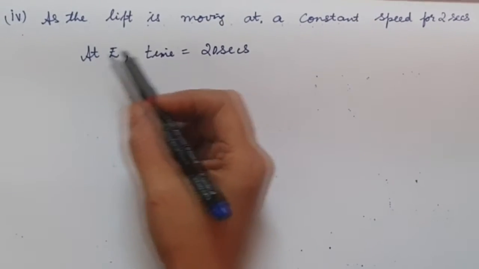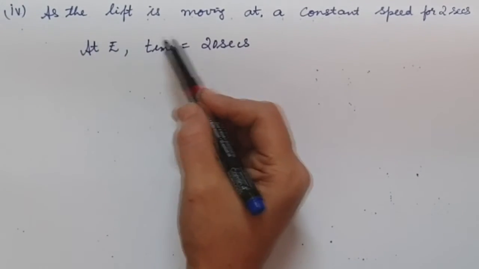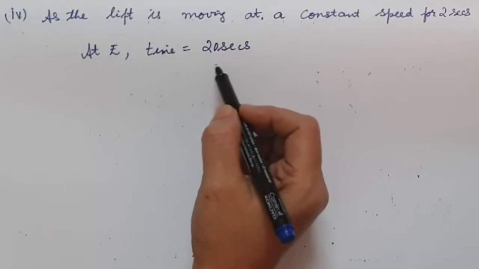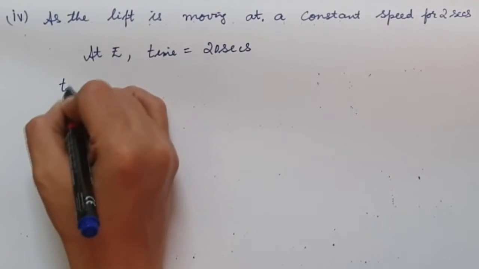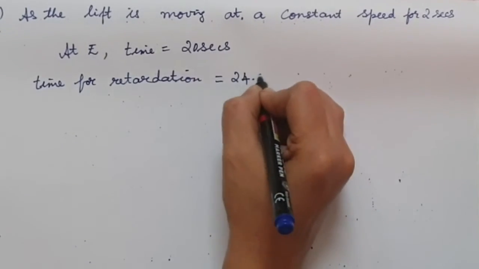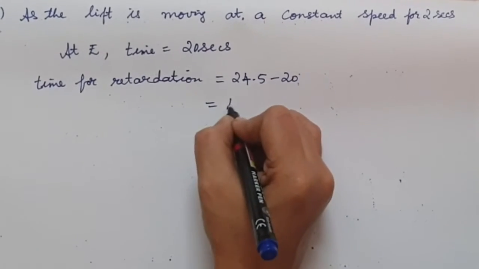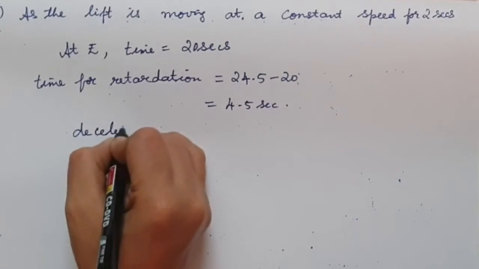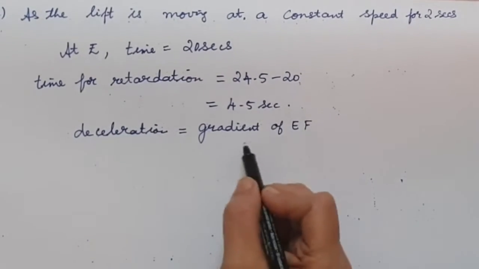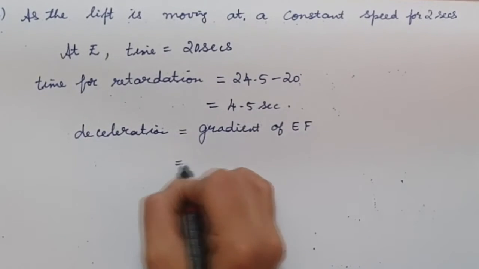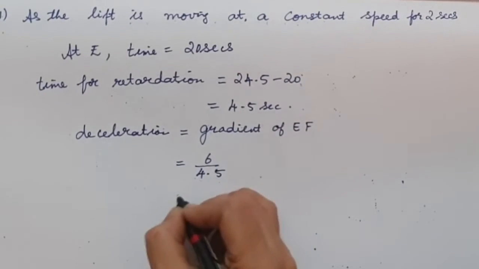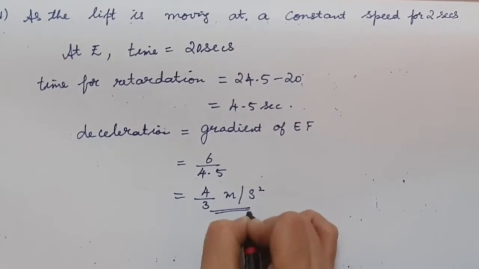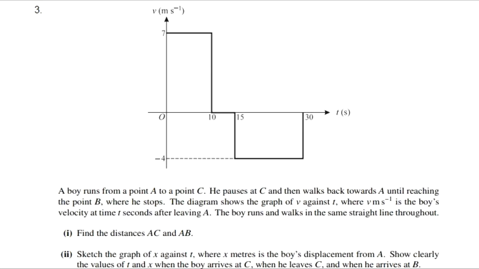For the fourth part, as the lift is moving at a constant speed for 2 seconds, at E the time will be equal to 20 seconds. Time for retardation is equal to 24.5 minus 20, that will be equal to 4.5 seconds. Now the deceleration is equal to the gradient of EF. That will be equal to 6 divided by 4.5, that will be equal to 4 over 3 meters per second squared. This is the deceleration.